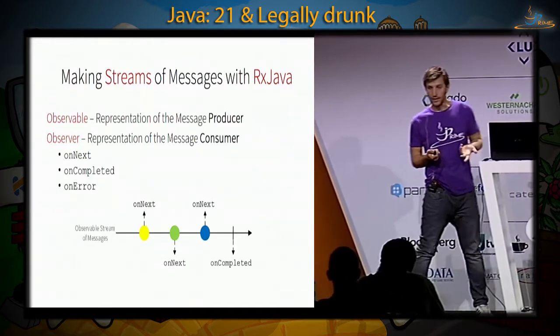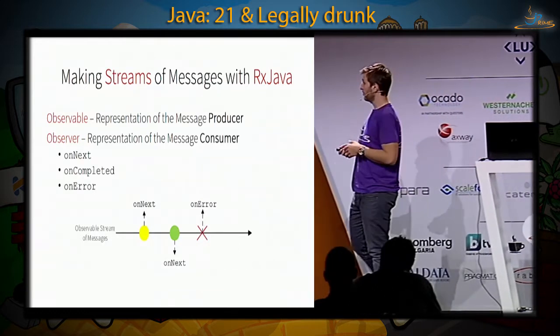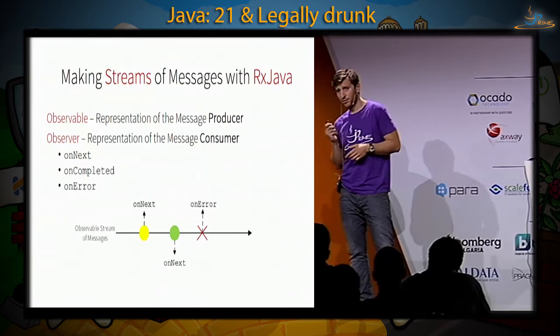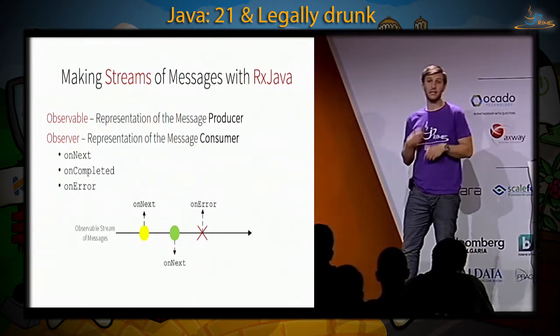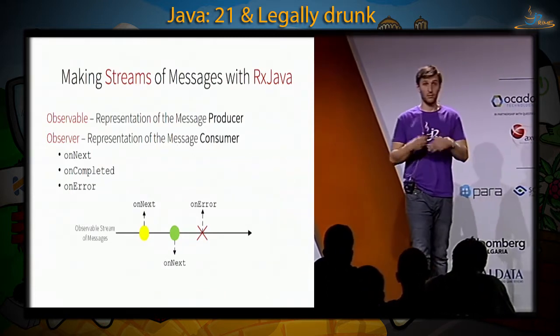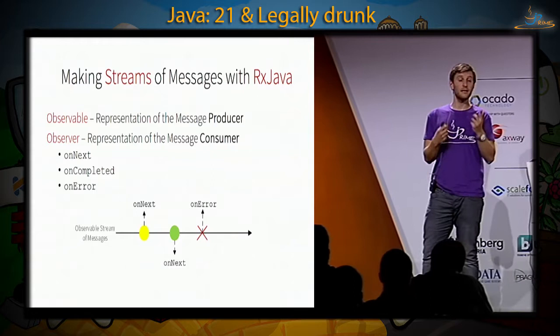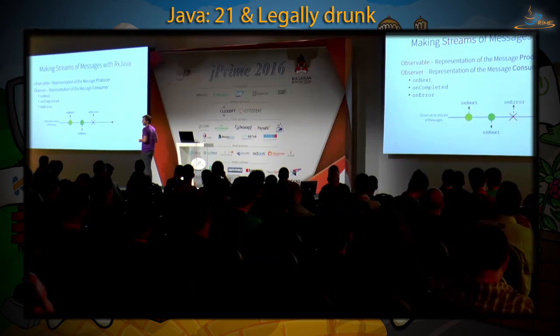So this is a happy part, right? If, for some reason, something goes horribly wrong on the producer, then again, it's producer's responsibility to call the consumer's onError method. And again, thus notifying the consumer that something went horribly wrong on the producer, and again, that there will be no more messages from this producer. So in both cases, onCompleted and onError methods are terminal methods. That's important for later, trust me.